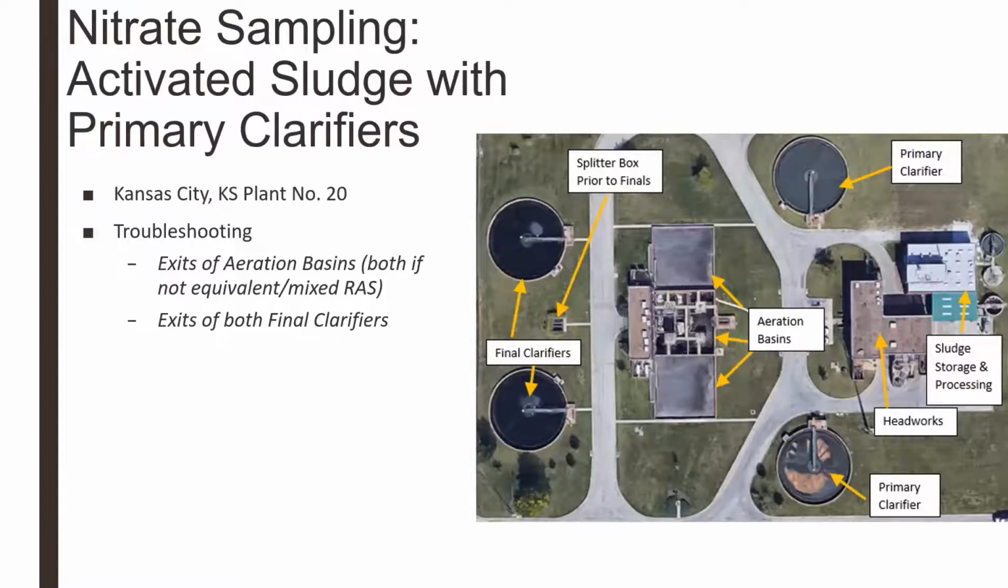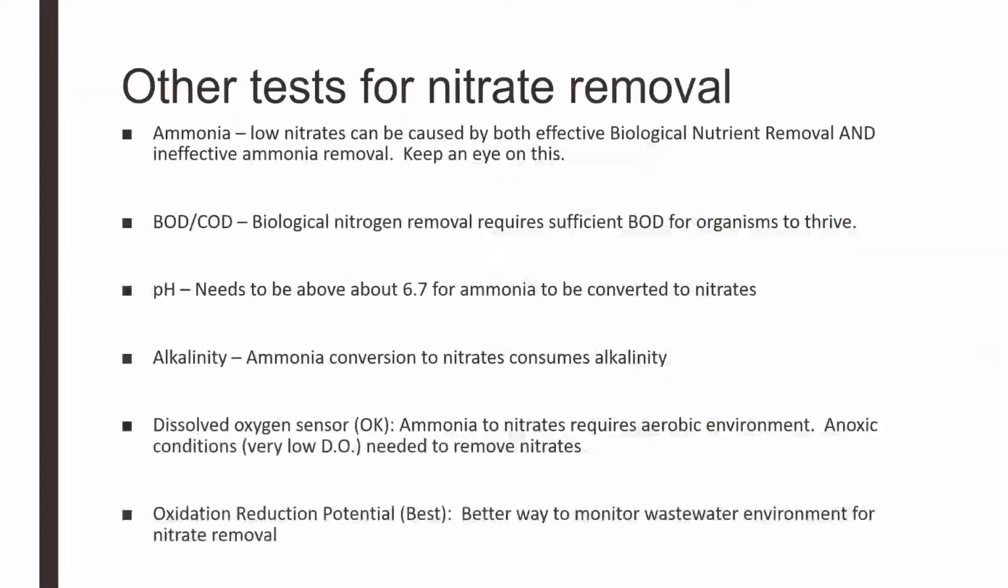And with a setup like this, it's really important to understand if you're a drop of water, are you going only in one path through the plant, or are there splitter and control structures that you could end up in either final clarifier or either aeration basin? So that can also be important for troubleshooting, is to understand the flow pathways of water through your plant.